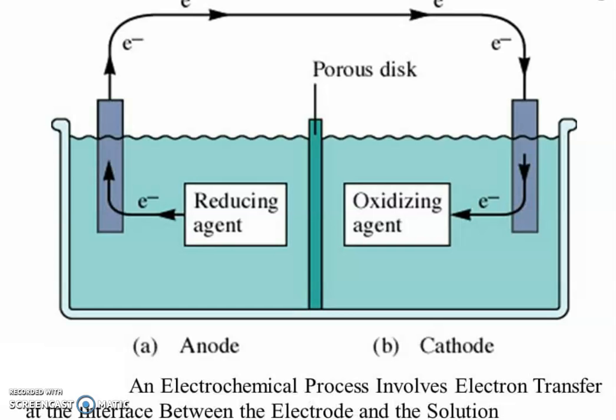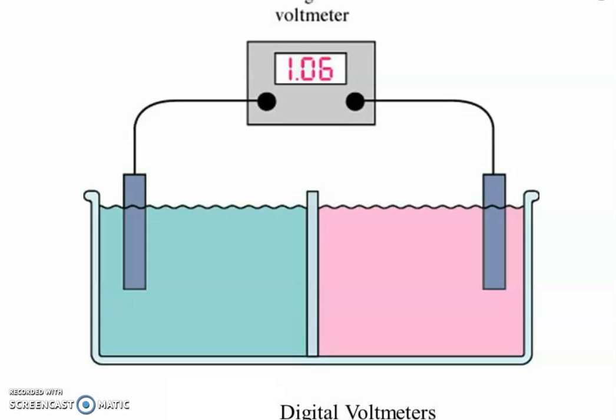So you can see the electrons from the reducing agent going toward the oxidizing agent, and these compartments are attached with the porous disc. So anode and cathode: the anode releases electrons and the cathode accepts electrons. An electrochemical process involves electron transfer at the interface between the electrode and the solution. Interface means this is the electrode and this is the solution. There is an interface. Now you can see digital voltmeters. If you have two solutions, you will read it here in the voltmeter.